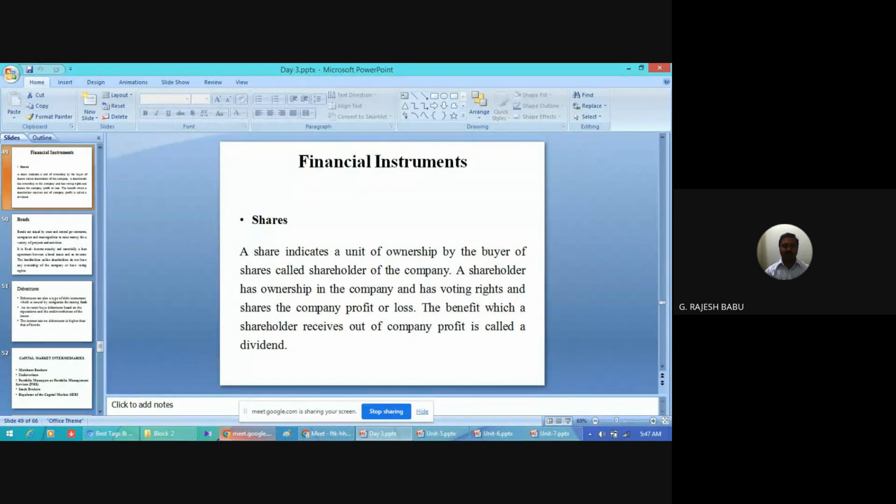Now assume that there are two investors, A and B. They want to invest in this company, so they will buy some shares. Investor A buys 500 shares and investor B buys 800 shares. So they are investing 5 lakhs and 8 lakhs in this company, have become shareholders, and will share the profit or loss of the company in proportion to their holding of shares. Shares are of two types, namely equity shares and preference shares.